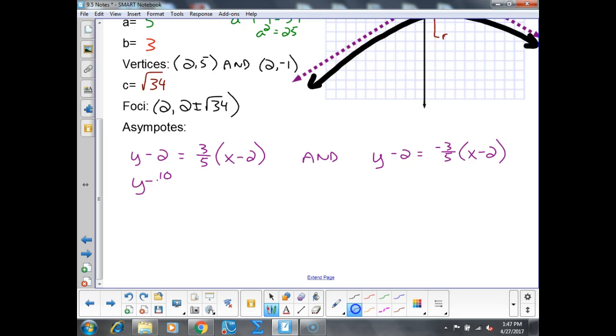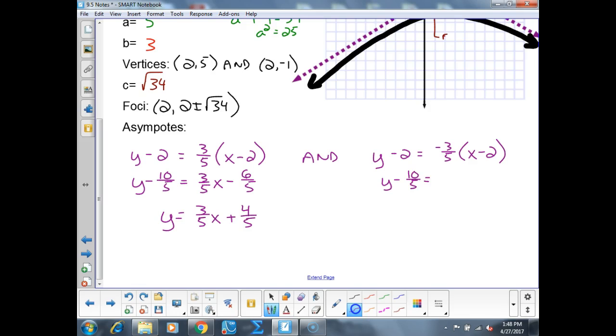y minus 10/5 equals 3/5 x minus 6/5. So y equals 3/5 x plus 4/5. y minus 10/5 equals negative 3/5 x plus 6/5. y equals negative 3/5 x plus 16/5. And if we have a decimal form, we'd be wrong, right? Correct.